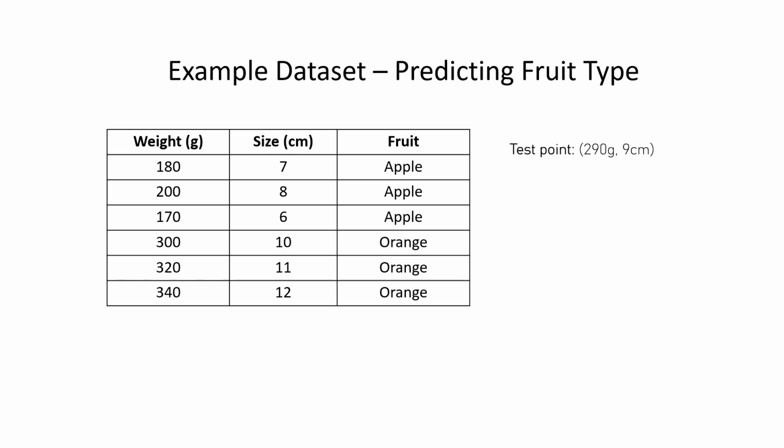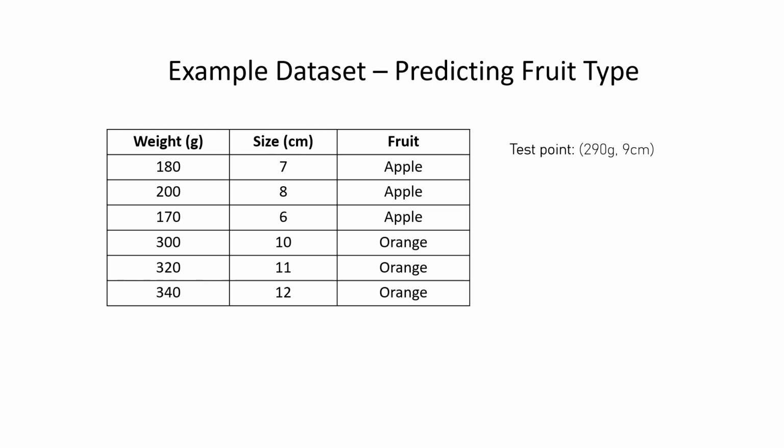In total I've taken six different weights: 180, 200, 170, 300, 320 and 340. The sizes are 7, 8, 6, 10, 11, 12. Now I'm going to assign a name for the fruit. If it is 180 grams and the size is 7 centimeters, it is apple. 200 grams and 8 centimeters is also defined as apple. 170 grams with a size of 6 is also classified as apple.